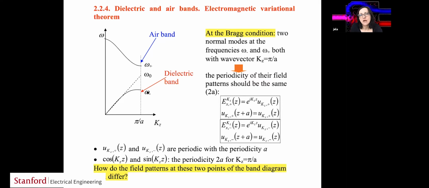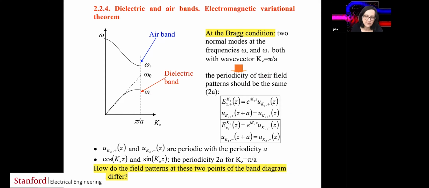But the question was, how do the Bloch states that are at different frequencies differ from each other? And we started slowly introducing this concept of dielectric and air bands, because we said that the difference between the field patterns would be in where electric field energy density is concentrated. So for the dielectric band, it would be in the regions of higher refractive index, and for the air band in the regions of lower refractive index. But we didn't really complete that discussion.